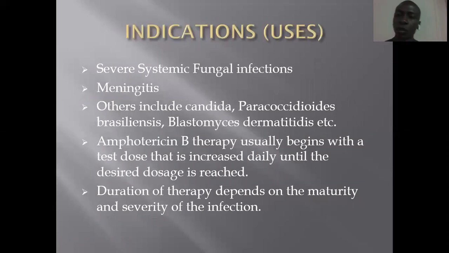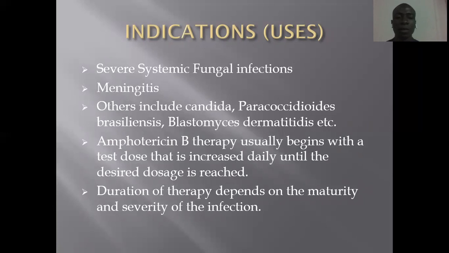Indications for use of amphotericin B. As we mentioned, amphotericin B is used for severe systemic fungal infection. When somebody has a severe systemic fungal infection, they are given amphotericin B. When somebody has meningitis, they are also given amphotericin B. It is also given in candida and other fungal infections.